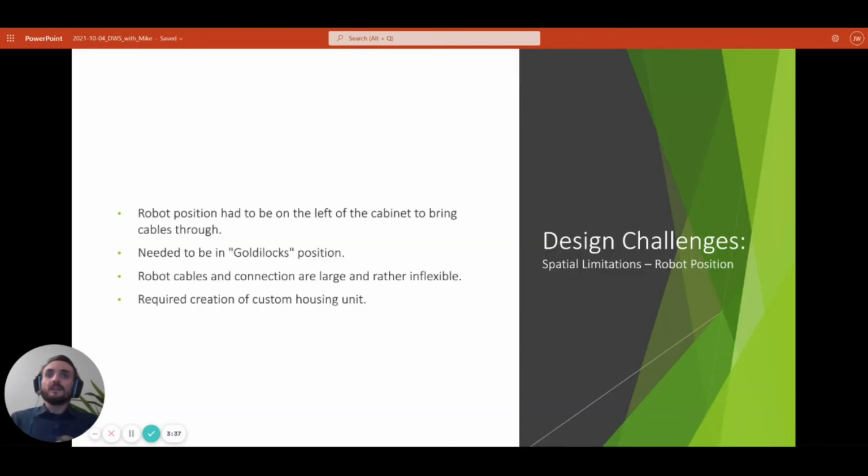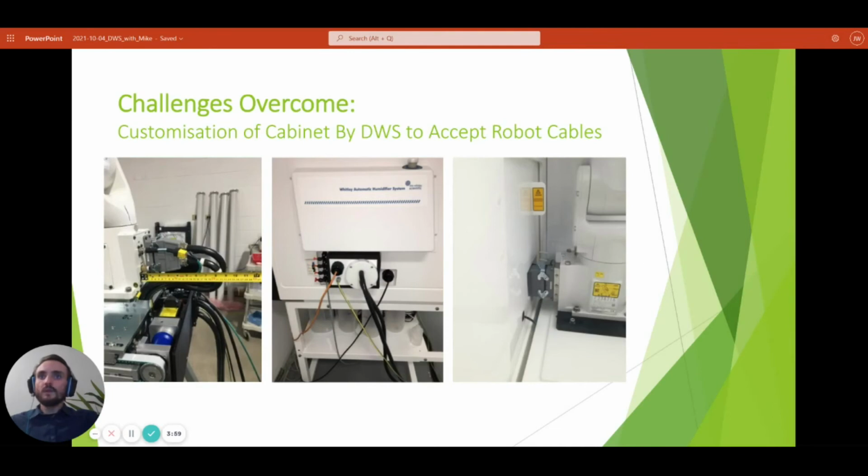And that leads into the whole spatial arrangement of everything. So the robot had to be in this Goldilocks position. It couldn't be too far to the left or the right, because if it's too far away from the housing unit for the cells, then it wouldn't be able to reach it, stretching too far. And if it was too close to it, then again, it wouldn't be able to bend in on itself and reach the lower units. So we found this Goldilocks position, but that meant that, due to the large, thick cables, a custom adaptation on the side of the cabinet had to be built to house all the flanges for the cables.